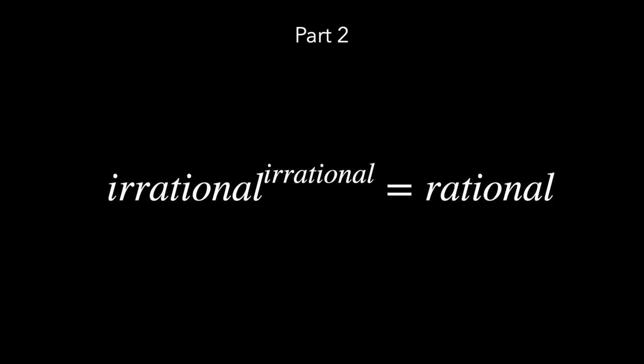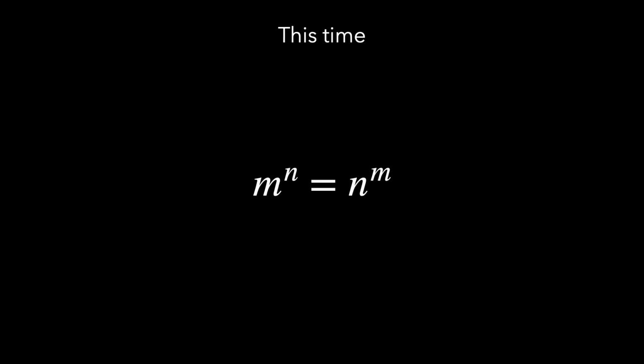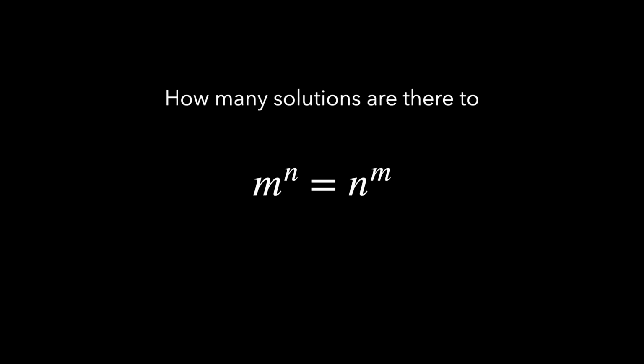In part 2, we turned it on its head and looked at a delightful proof that you can also take an irrational number and raise it to an irrational power and end up with a rational number. This time we'll look at the expression m to the n equals n to the m. This is a number theory question, and we're going to ask how many solutions there are to this equation.